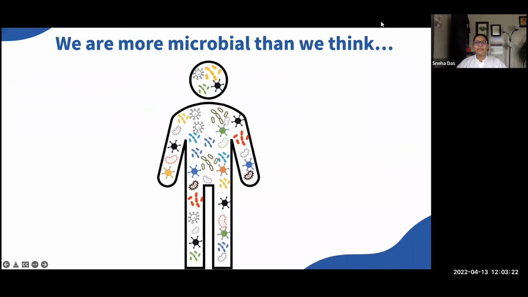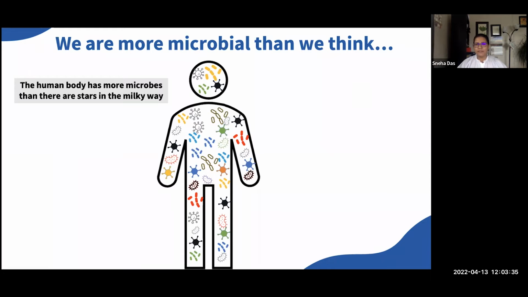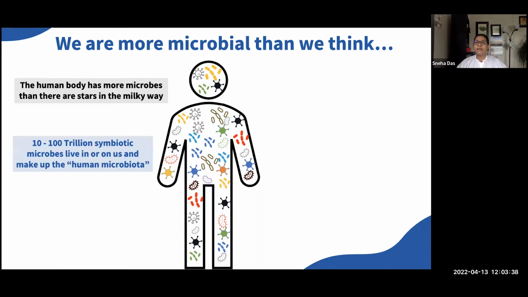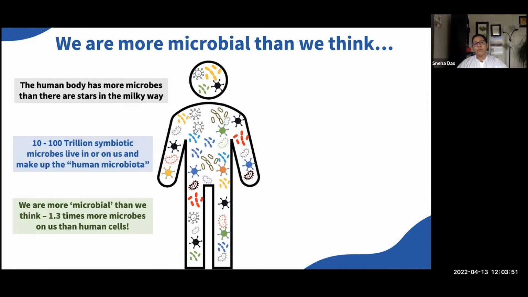Before we get into the patient versus pathogen aspect of our discussion, I would like to tell everyone that we live in a very microbial world. In fact, there are more microbes in the human body than there are stars in the Milky Way. About 10 to 100 trillion microbes live in or on us, and they form what we call the human microbiome or the human microbiota. There are 1.3 times more microbial cells on the human body than human cells. So indeed, we are more microbial than we think.